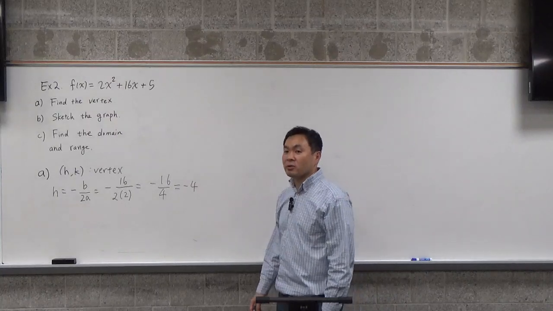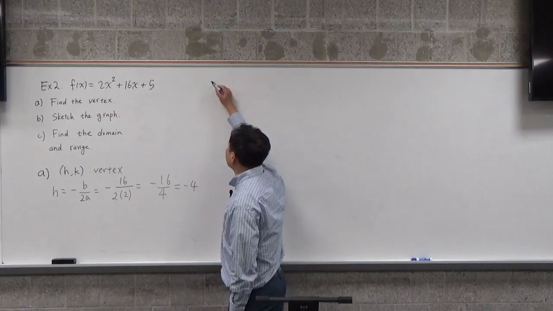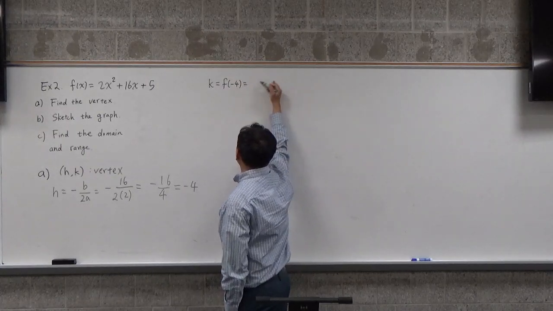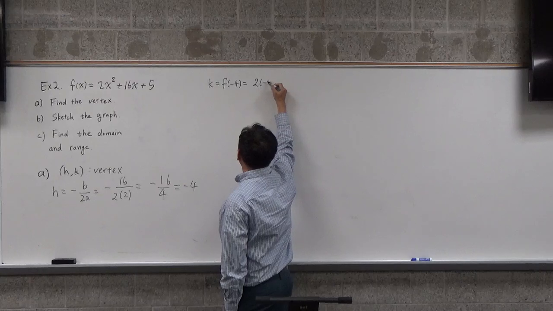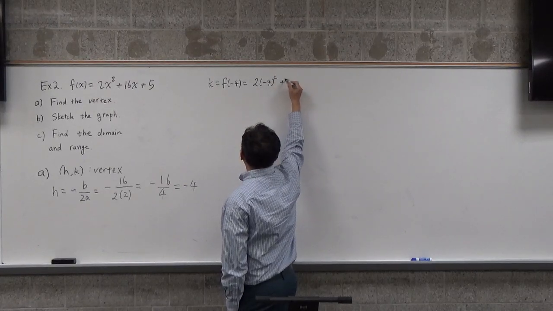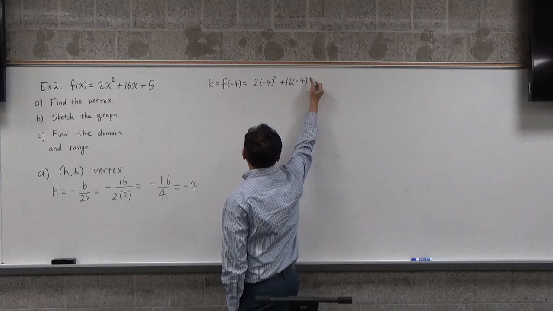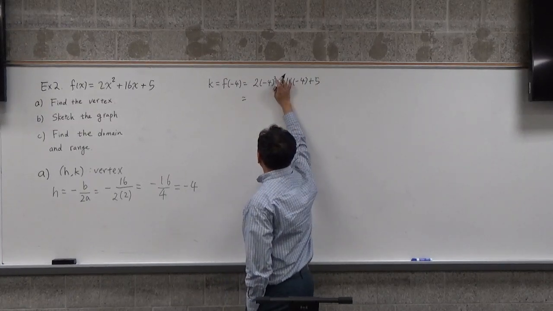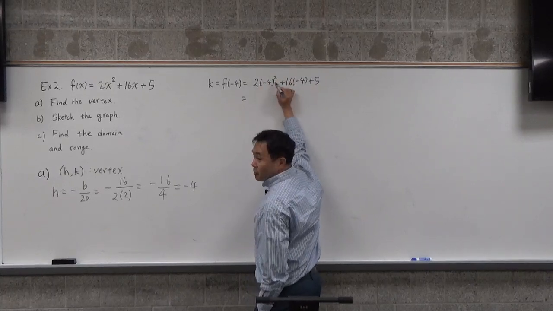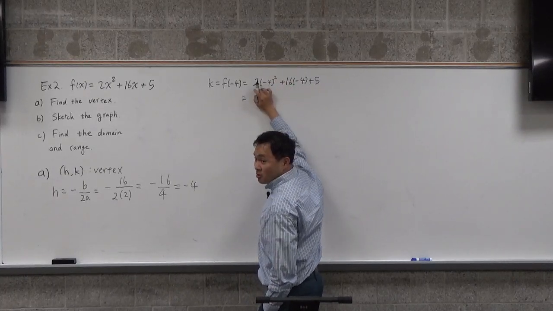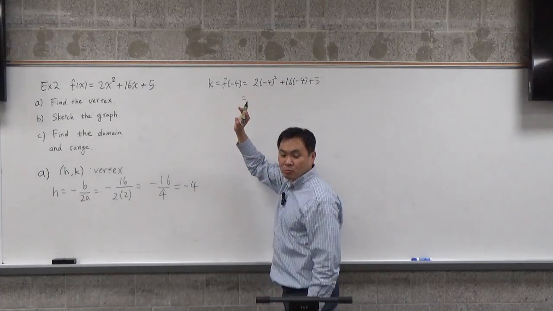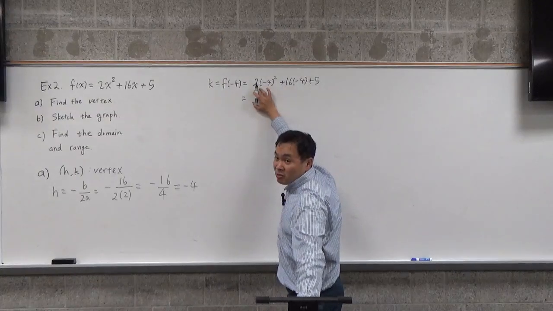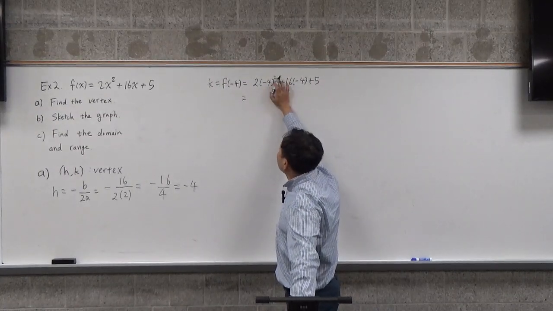If you know the x-coordinate, how do you find the y-coordinate? Plug that into the function. So that's going to be 2 times negative 4 squared plus 16 times negative 4 plus 5. And see, this square is only applied to negative 4, it's not applied to 2. It's very important to preserve the order of operations. It's exponentials before multiplication, okay? So this exponential has to be done first.